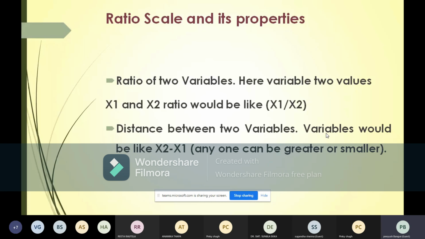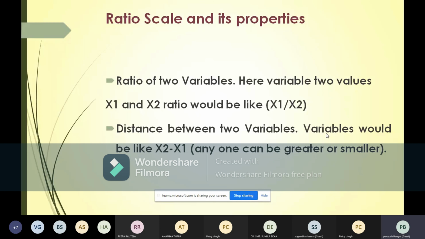Then the second property is the distance between the two variables. There will always be a distance. This distance can be in seconds, hours, days, weeks, bi-weekly, monthly, yearly, 10 yearly, or anything. The basic thing is it should carry some distance. For example, I am taking the data of 2016 and 2021. So we can see that there is some distance between the two different variables.